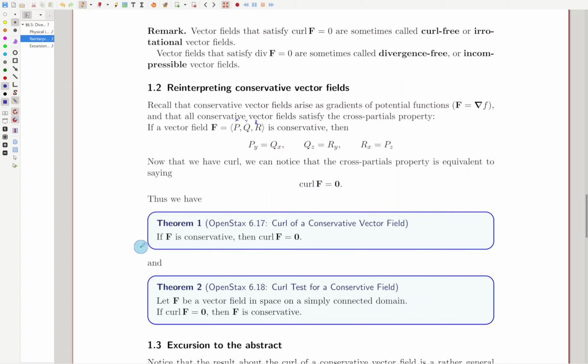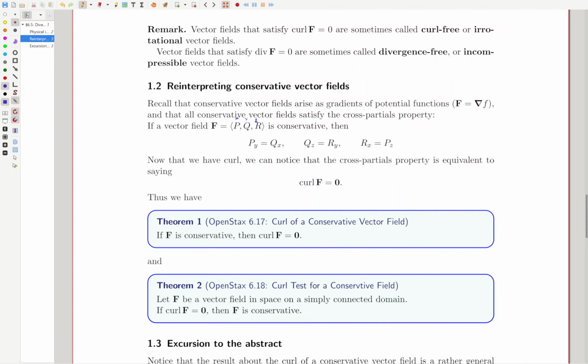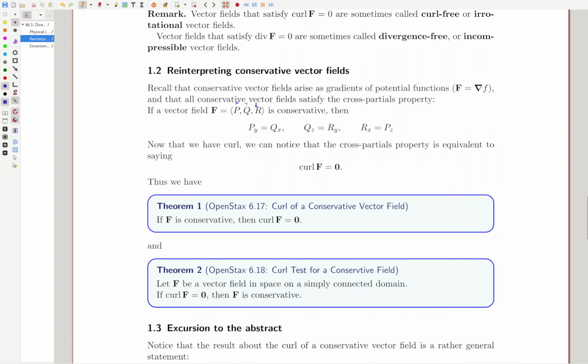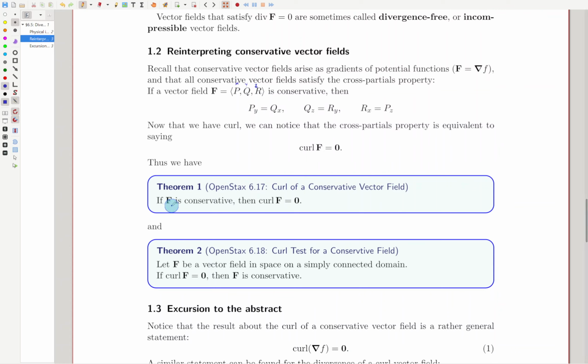So we are able to then restate these theorems from a previous section. Originally this was stated as saying that if F is conservative, then it satisfies the cross partials property. We can rewrite that as saying if F is conservative, then the curl of F is equal to 0.